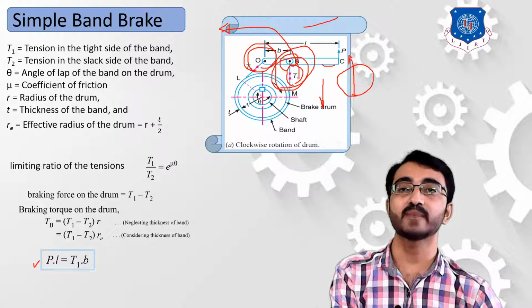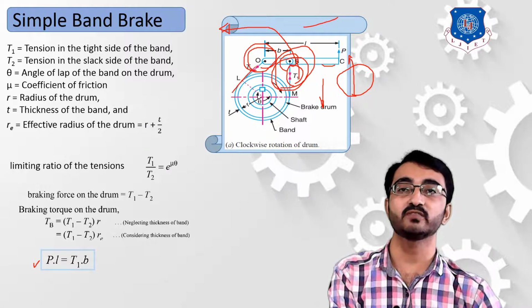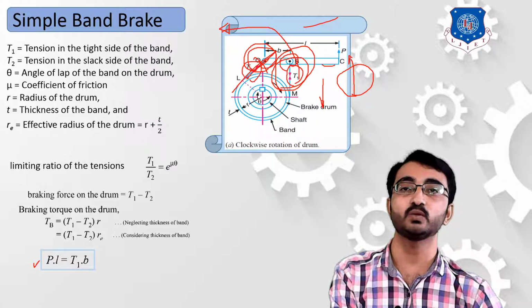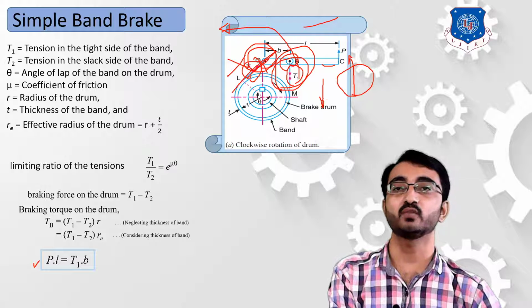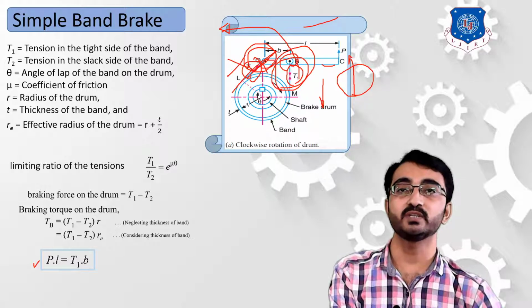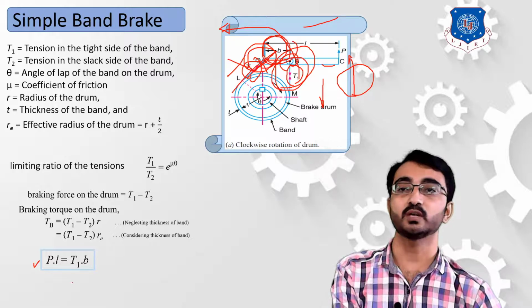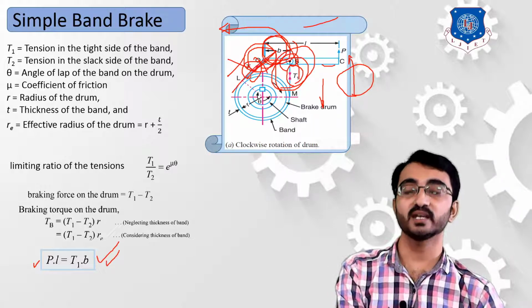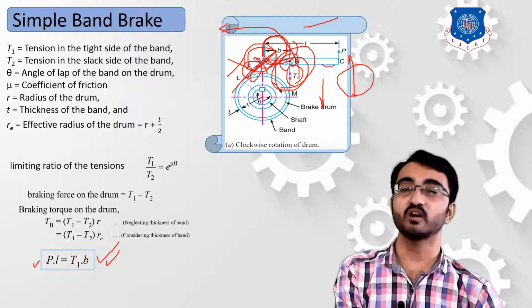So due to this maximum amount of T1, because if you consider this T2, then the direction of this T2 is passing through this fulcrum point O, so the effect of T2 is neglected. So over here we have to consider this T1 force only. So T1 into the distance from this fulcrum point, that is b. Okay, so your final equation for moment will be P into L is equal to T1 into b. By referring to this equation we can solve numericals of band brake.